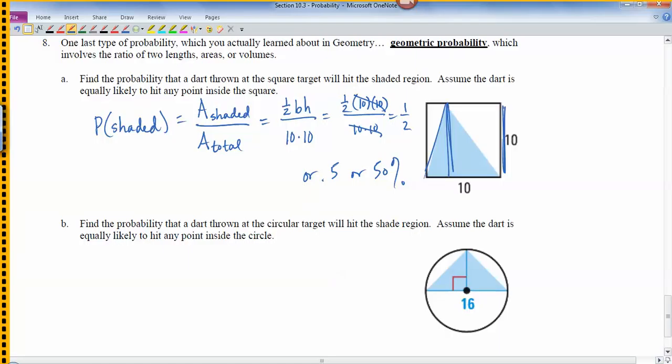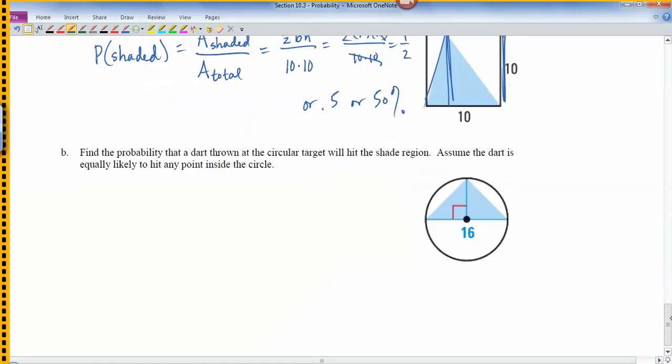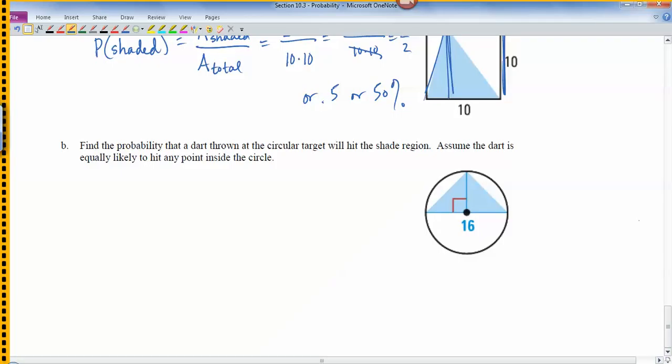Okay? And then in B, we're throwing a dart at the circle, and the idea is that you're just as likely to hit any point in the circle as any other point inside the circle. What's the probability that it'll hit the shaded region? So again, probability of hitting the shaded is going to be the area of the shaded region divided by the area of the total region.